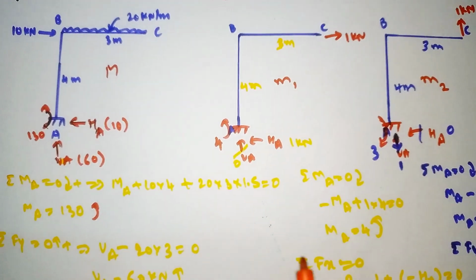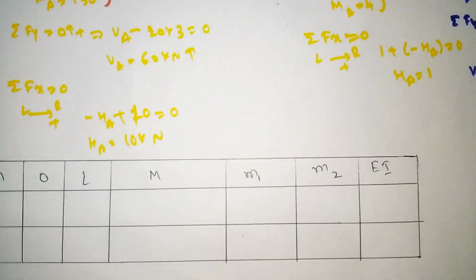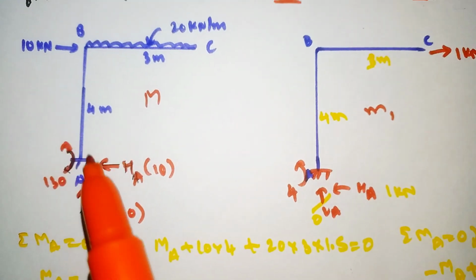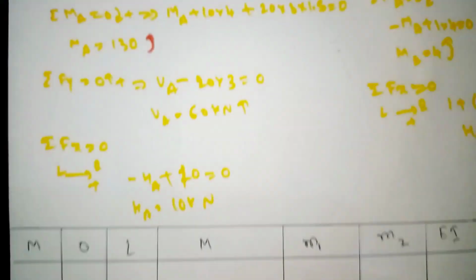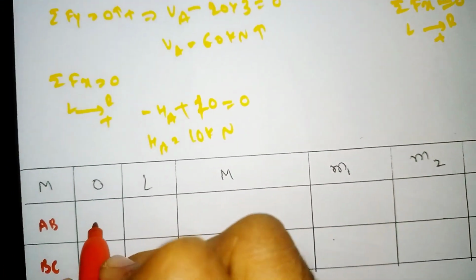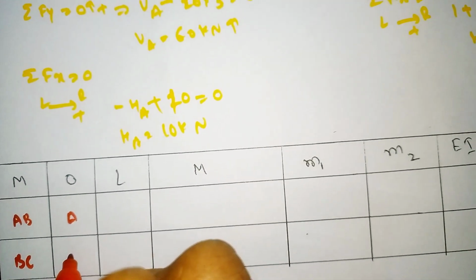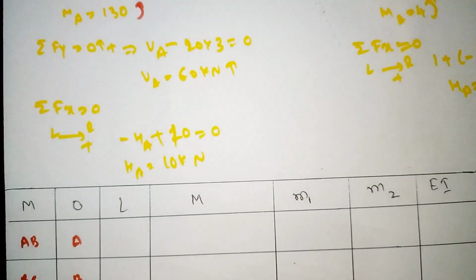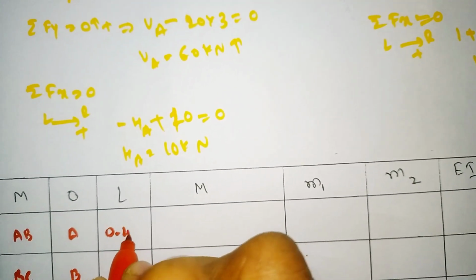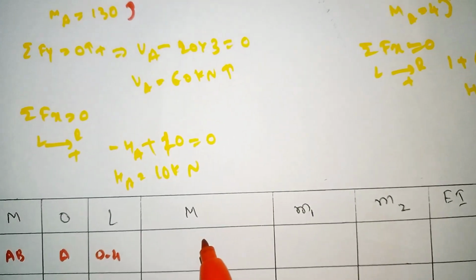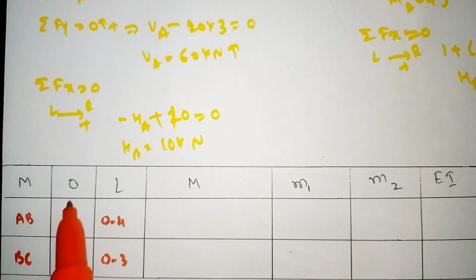Now what we have to do is we need to find the moment, by using the table. So this is the table. Here M means member. How many members do we have? We have AB and BC, 2 members. So write it here, AB and BC. For AB I am taking the origin as A, for BC I am taking the origin as B. The length of AB is 4 meter, so our limit will be 0 to 4, and the length of BC is 3 meter, so our limit is 0 to 3. So for the moment, we need to cut the section.